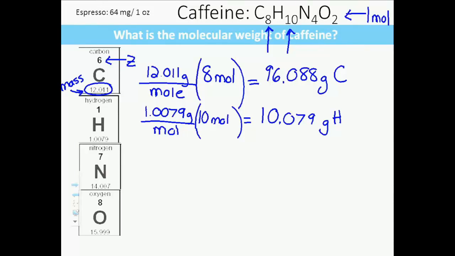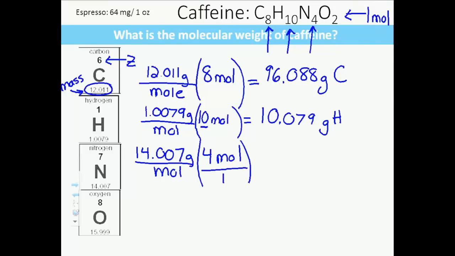Next we do nitrogen. 14.007 grams for every mole of nitrogen, times there are 4 of them in every molecule or in every mole. So we've got times 4. And if you want to put all these over 1, that's perfectly acceptable. Or you can just leave them and know that they're on top. So 4 times 14.007 gives us 56.028 grams coming from nitrogen.